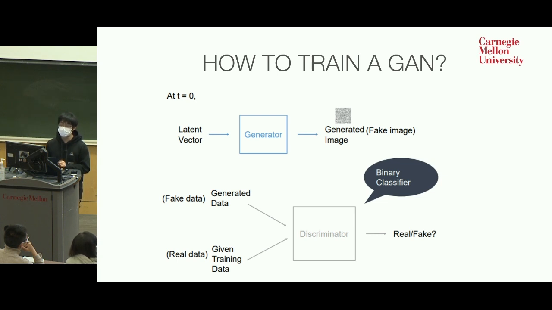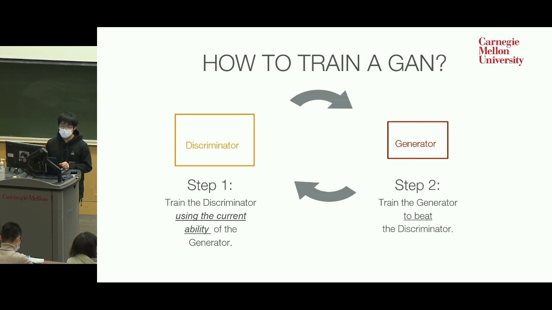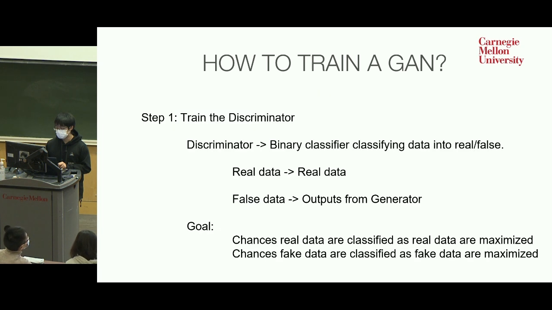And at time zero, we are likely to get some noise here, as it is shown. And after training our discriminator, we just perform the iterative training of our discriminator and generator. And let's get a little bit closer look.